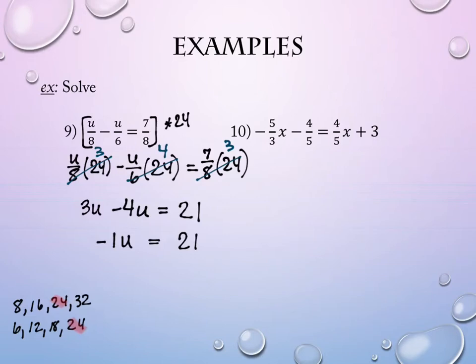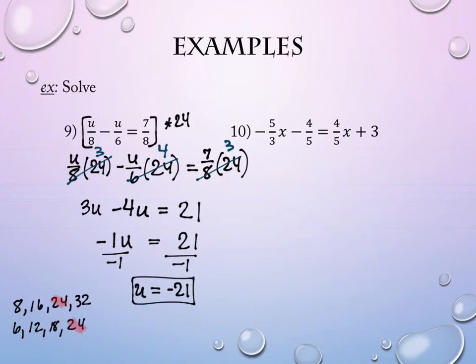That's good. Then what would I do? I want u alone. Yeah, divide by what, Hannah? Yeah, divide by negative 1. Or you could even say multiply by negative 1 on this one. What is 21 divided by negative 1? Negative 21. Could you check this in the original problem? Yep. It's not pretty. You might want your calculator to check it for you because you've got fractions involved. But you could totally do it, and you can make sure you're right.